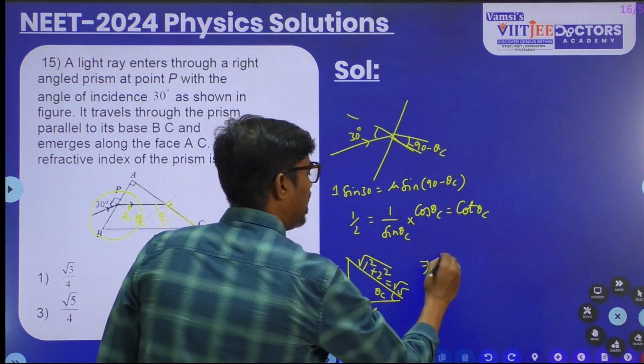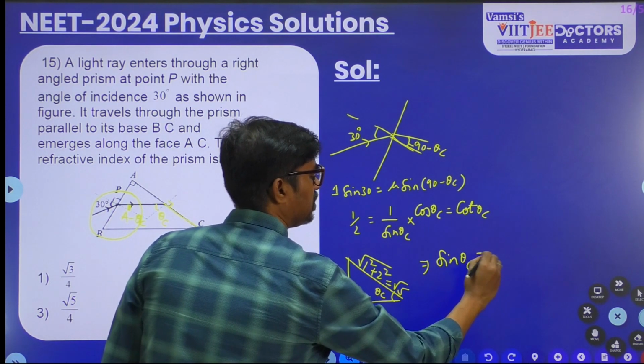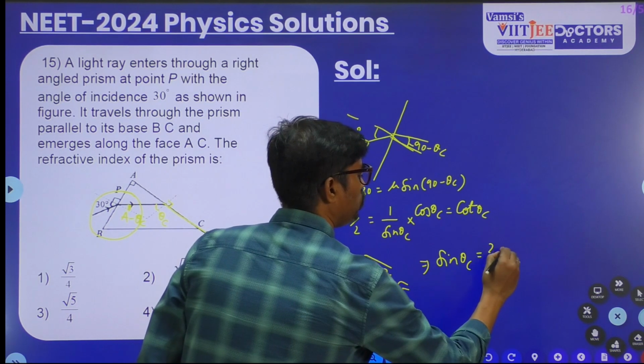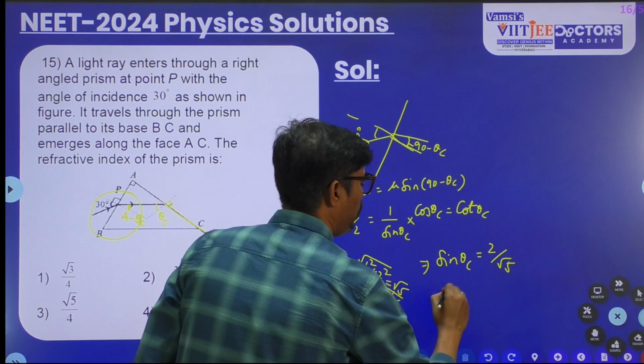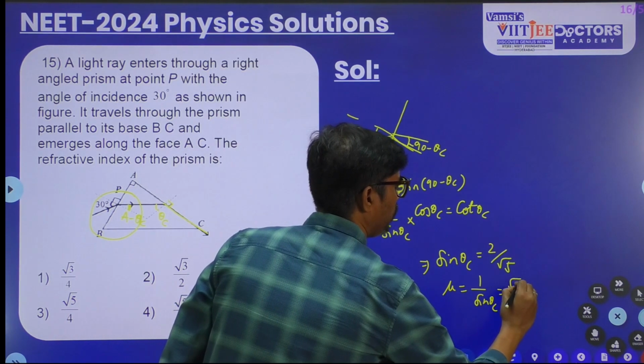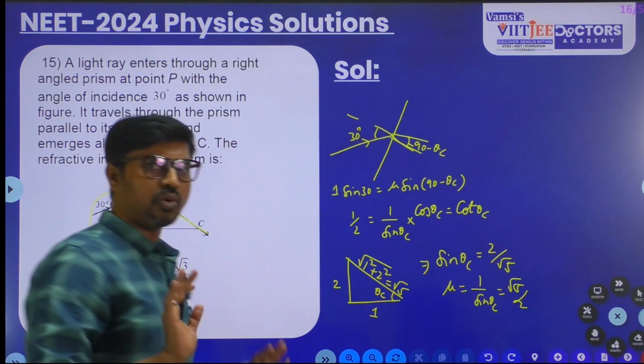So from there I can calculate sine theta c. Sine theta c will be equal to opposite side by hypotenuse, 2 by root 5. Then mu equal to 1 by sine theta c, which is root 5 by 2. This is the answer. It's a good question, definitely.